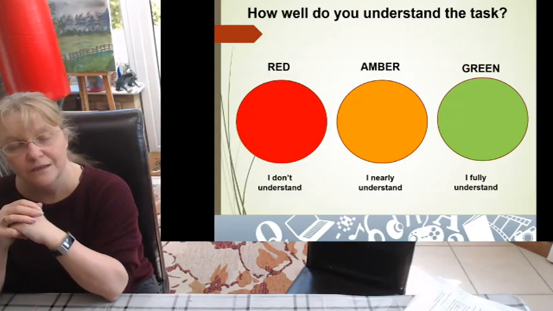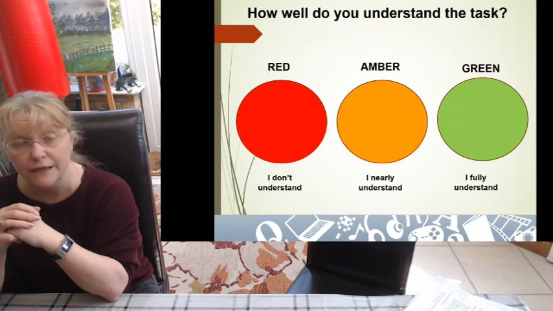Hopefully that has helped, and just ask yourself, are you red, amber or green?